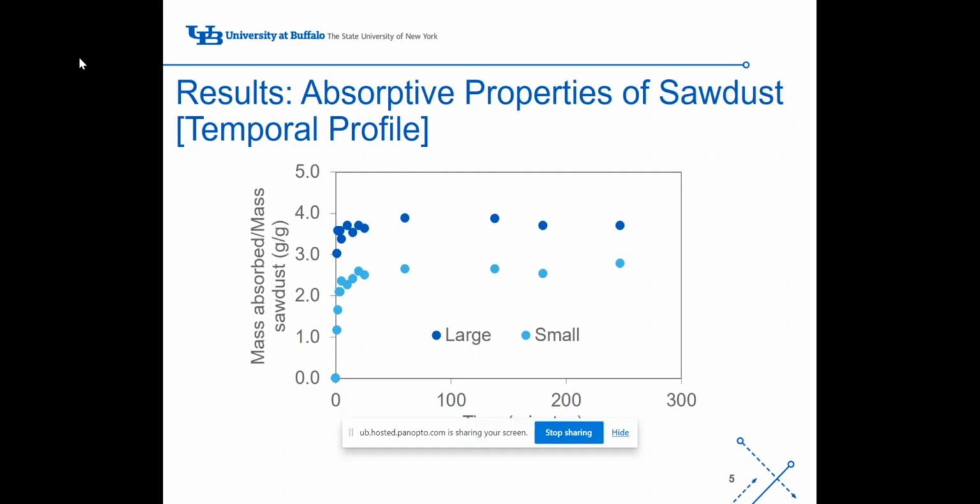Our preliminary results show that sawdust can be used as an absorptive media. As we can see, large particle sawdust, represented by the dark blue dots, absorbed more physiological saline on average than the small particle sawdust, represented by the light blue dots. We noticed in both cases the absorption is happening fast. Within 5 minutes it begins to level out. On average, sawdust absorbed about 3 grams of physiological saline per gram of sawdust. To give you an idea of what this number means, commercially available pads typically absorb about 10 grams of menstrual fluid per gram of material.